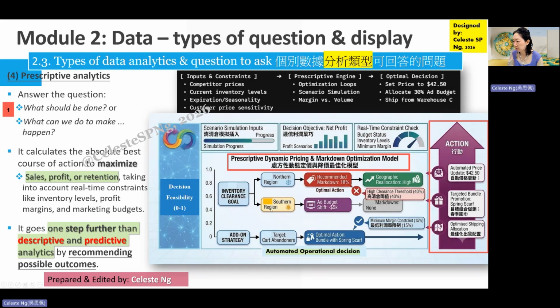And then for the southern region, we are not going to use the same markdown optimization model. We are going to use another type of marketing strategy, whereby in order to clear the inventory, okay, the dynamic pricing adds more budget in advertising the product. And then under this southern region, we don't have any markdown. No. All right. And yeah, we just invest more money for the budget.